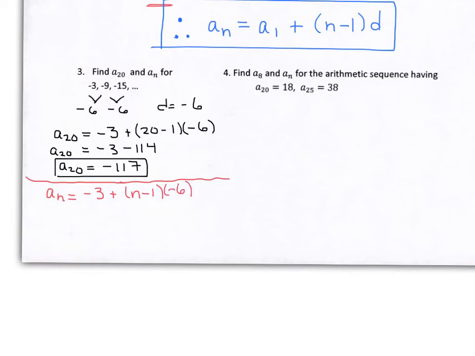And you always want to simplify. Therefore, this turns into a sub n equals negative 3 minus 6n plus 6, resulting in a sub n equals negative 6n plus 3. And I like to always just take a quick minute and check my work. If I were to plug in 1 for my first term, I better get negative 3. If I were to plug in 3, my third term, I would get negative 18 plus 3, and I get negative 15. If I plugged in 20, I would get negative 120 plus 3, which is negative 117. Just showing me that I've done both my a sub 20 and my a sub n, hopefully correct.